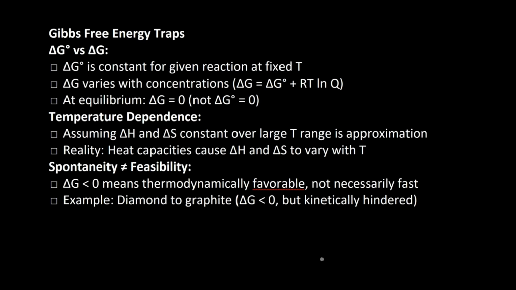Whenever they are asking questions about feasibility and spontaneity, delta G less than 0 means it is thermodynamically favorable. It does not necessarily mean that it is fast. For example, the diamond to graphite process has a delta G value less than 0, but it is a kinetically hindered process, right?